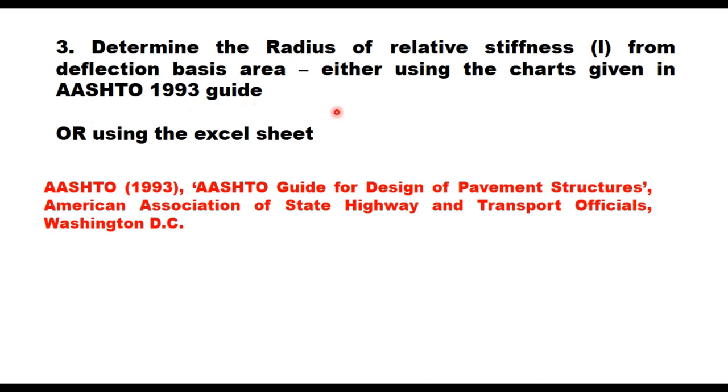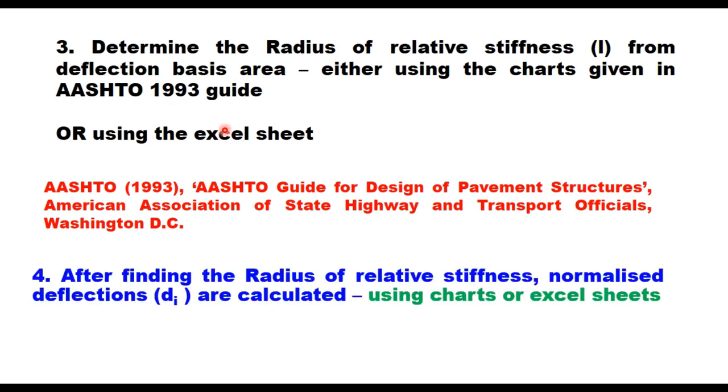IRC 117 provides an Excel sheet to directly calculate the radius of relative stiffness of the concrete using the values of D0, D1, D2, D3 and A. After finding the radius of relative stiffness, normalized deflection values are calculated, and this also can be done either using charts which are given in the ASTM code or using Excel sheets which are provided along with this IRC code.